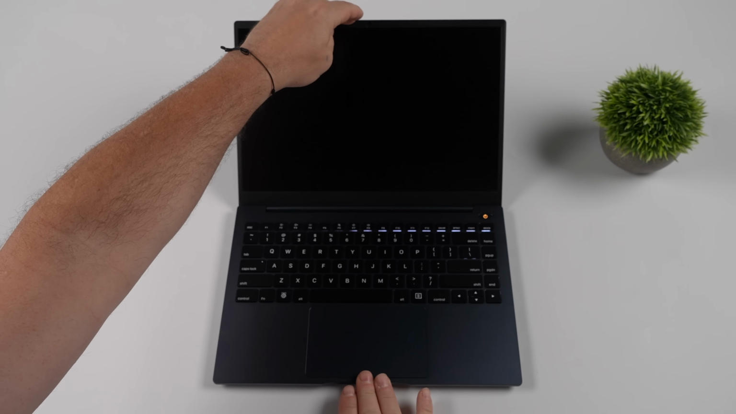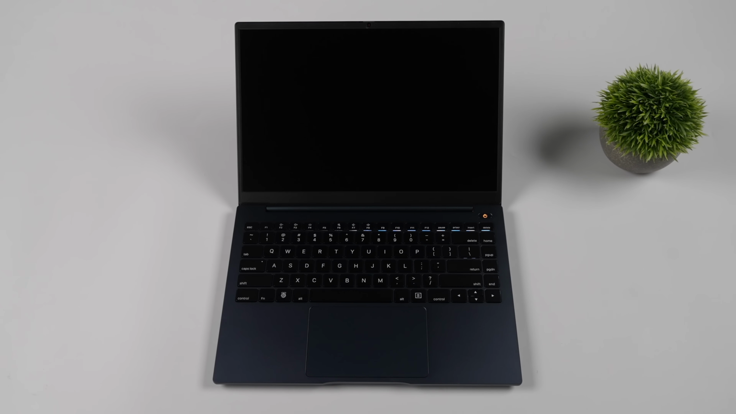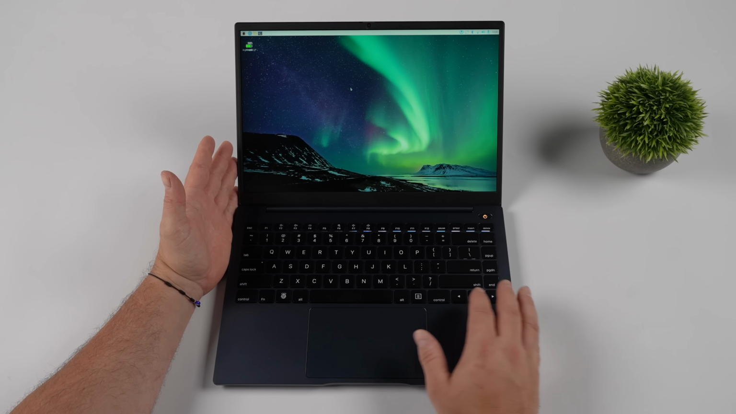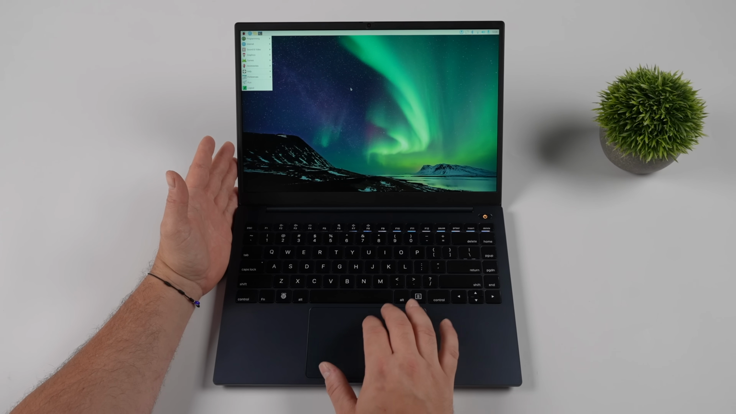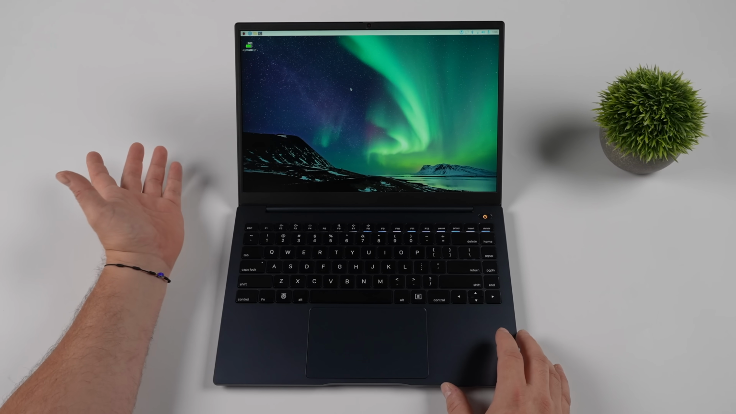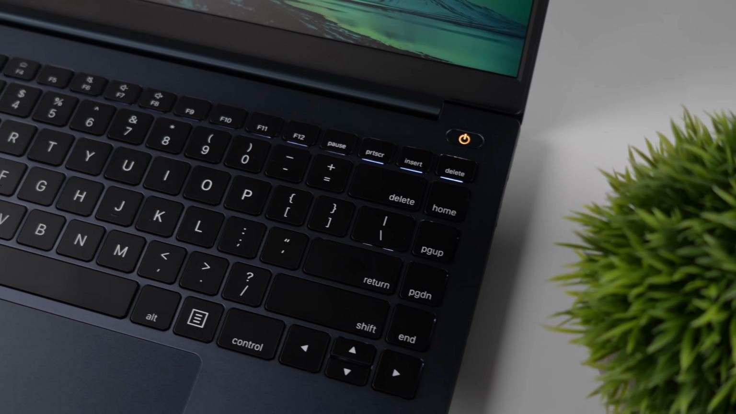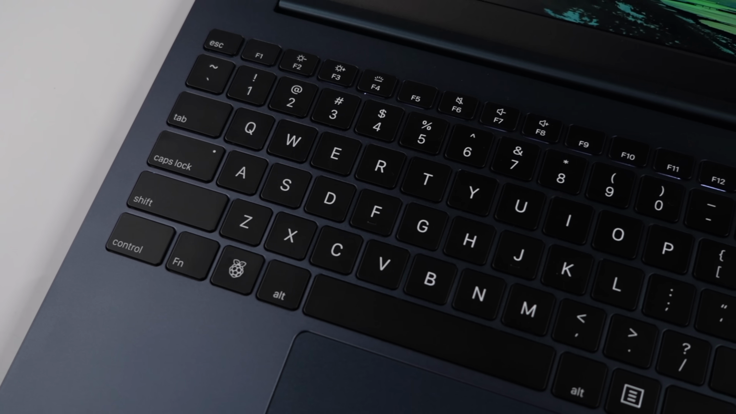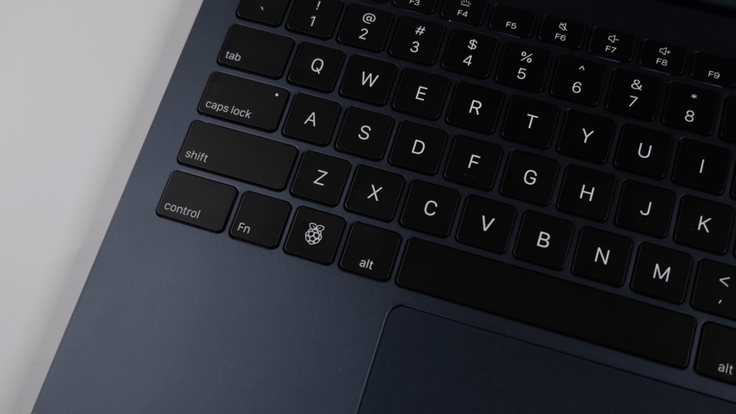In fact, it's using the Raspberry Pi Compute Module 5, otherwise known as the Raspberry Pi CM5, so we've got that more powerful CPU and faster RAM. It does support a 2280 M.2 SSD. It's constructed of aluminum. We've got a backlit keyboard. And if we take a closer look at this keyboard, we've actually got that Raspberry Pi key, which is something that I love to see on something like this.